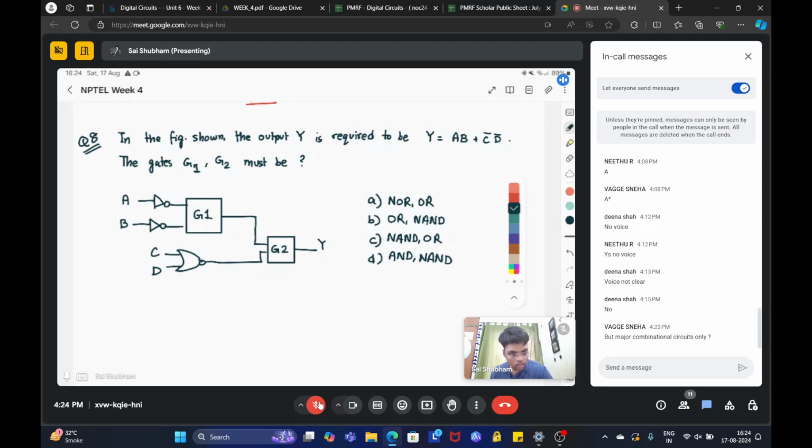You asked a question: if dynamic hazards are majorly present in combinational circuits, all the sequential circuits are made up of combinational circuits. So yes, in a way, both are affected. I actually did not get your question.